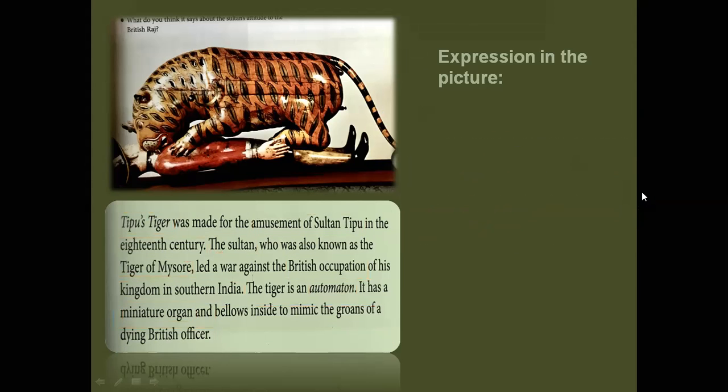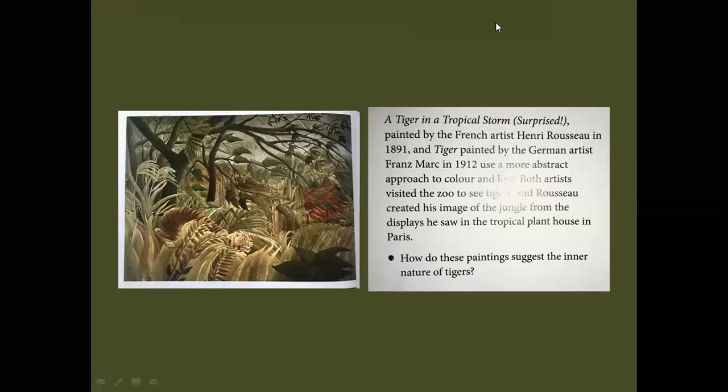Over here, now look at this one. A tiger in a tropical storm. Surprised. Can you see the tiger's expression on its face? Can you see the expression of this tiger? It says a tiger in a tropical storm, surprised, painted by French artist Henri Rousseau in 1891.